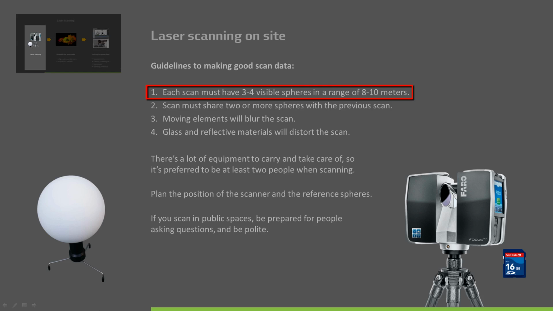Each sphere should be a maximum of 8 to 10 meters from the scanner. Spheres outside this range are too small in the scan to be recognized. If none or only one sphere is shared, the scans cannot be aligned. Moving elements will blur the scan, and glass and reflective materials will distort the scan data.